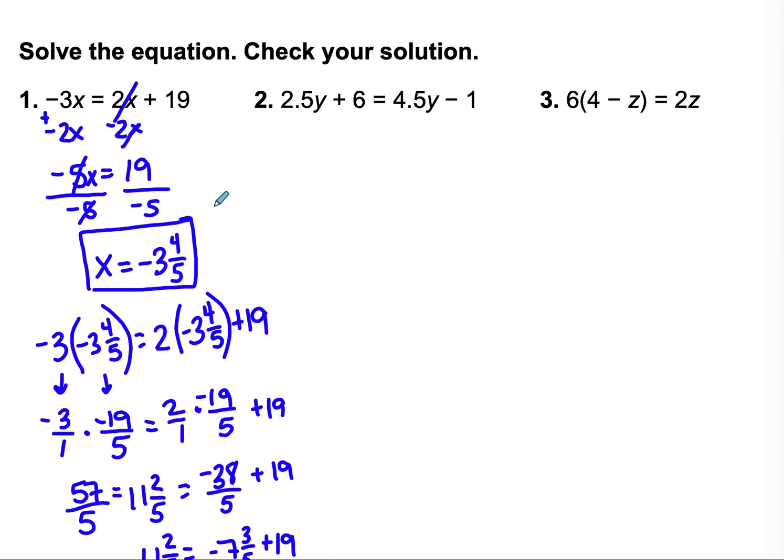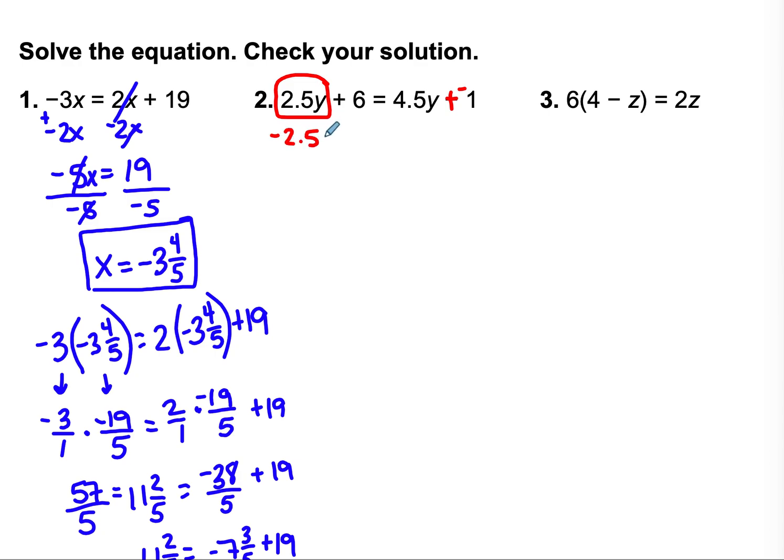All right, so now we're going to go back up. I'm going to change colors. On this next one, I have constants on both sides. I have variables on both sides. So I can pick any one of those things to move. I'm going to make that a plus -1. I'm going to move the 2.5y first. Doesn't really matter. You can pick any of those things that you want.